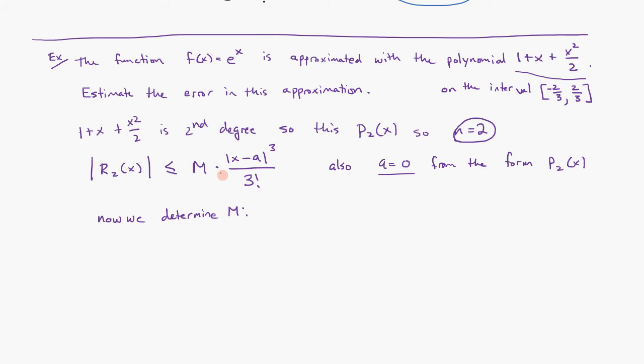So what we do is we take a few derivatives of f of x. f prime of x is equal to e to the x. The second derivative is also e to the x, and so on. So you see, if you keep taking derivatives, you keep getting the same function. So the n plus first derivative of f of x is still going to be e to the x for any n.